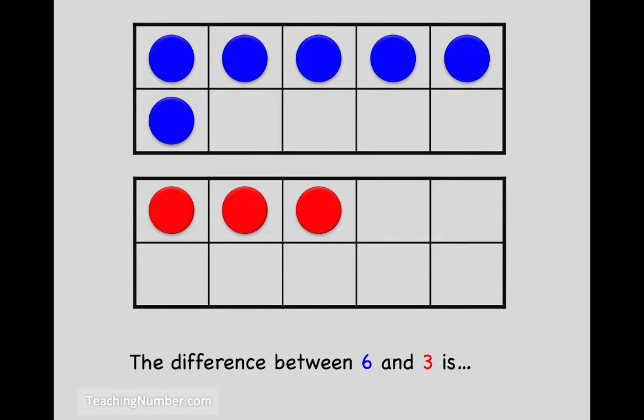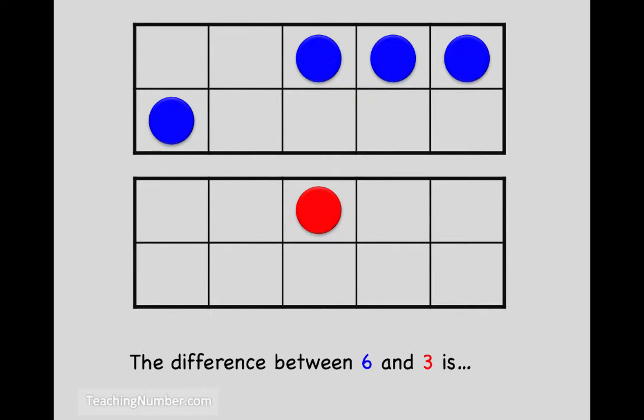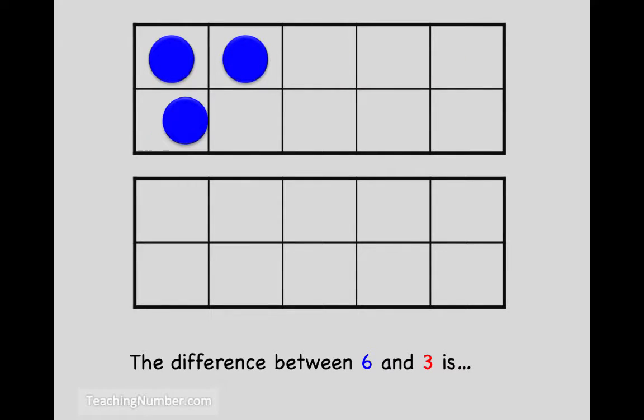By now, some students should begin to realize that the difference in all of these slides has been the same. This is because we have been adding one counter to both the top and bottom 10 frames. If we add or remove the same quantity from two groups, the difference will stay the same. This concept of constant difference will be very important later on.